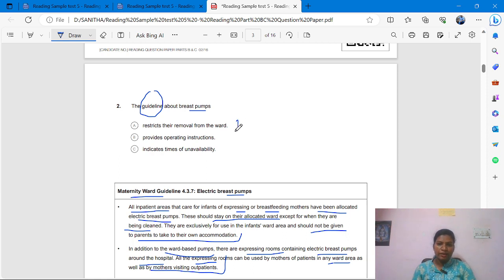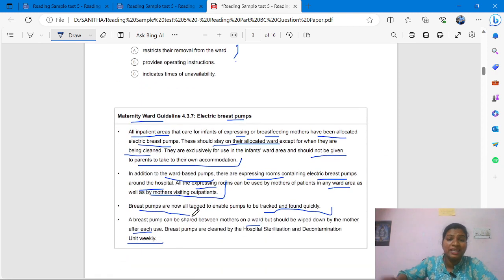So there are ward-based pumps. In addition to ward-based pumps, there are expressing rooms where they can remove the milk. In addition to that, inpatient areas that care for infants or expressing breastfeeding mothers have allocated electric breast pumps. Now the second option: provides operating instructions. Is this paragraph saying anything about an operating instruction manual?